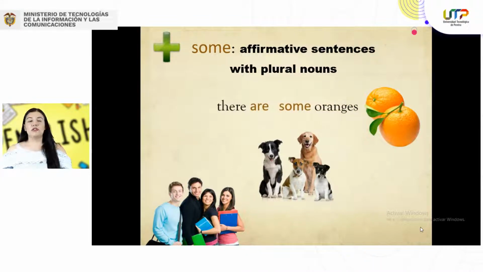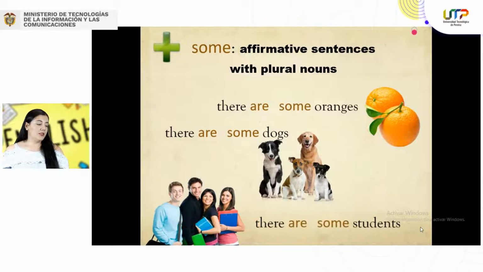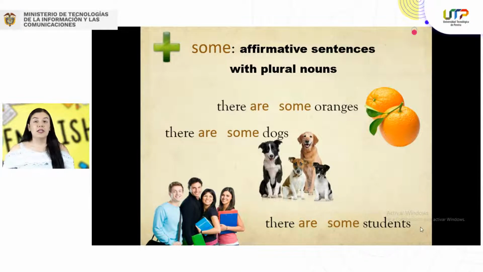There are some oranges. Yeah? Oranges is a plural noun because that is in plural, more than one, oranges. But we're using some because it is affirmative and plural. Another example, there are some dogs, okay? And there are some students, all right? So careful with this. Remember, just for plural nouns and for affirmative sentences.